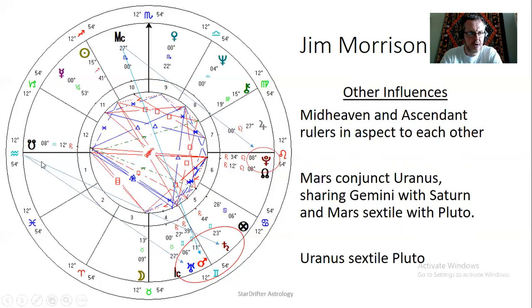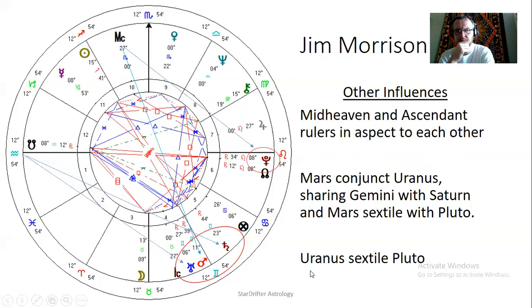Uranus, the ruler of the ascendant, at 6 degrees Gemini, is also in sextile aspect to Pluto. And we have Uranus and Saturn sharing the sign of Gemini as well.